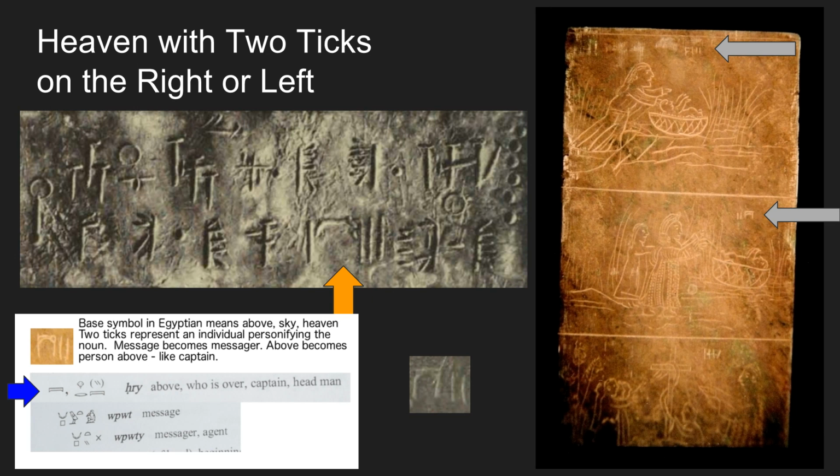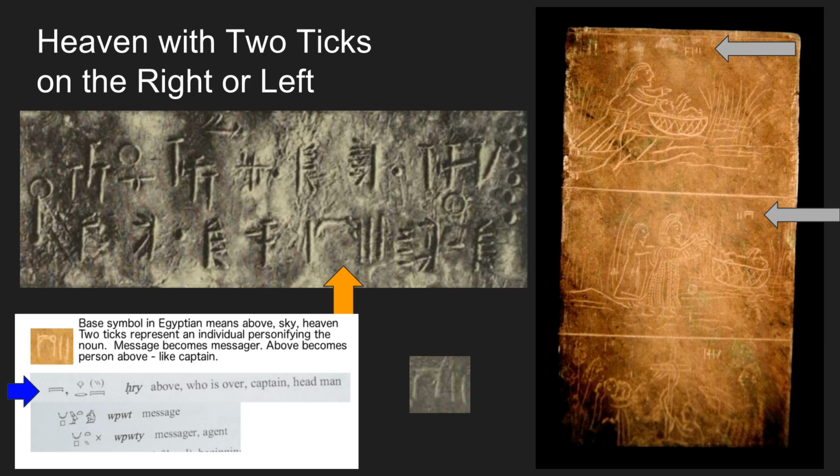Now, another common symbol used in the Michigan tablets, I'll call it heaven with two ticks on the right or two ticks on the left. You can see with the orange yellow in the middle, and this pointing to the sixth commandment in the Ten Commandment stone, that you have the symbol of heaven, which is very similar to the Egyptian symbol of heaven, as you can see next to the blue arrow. And then, as I said, two ticks on the right or two ticks on the left. In this case, with the orange arrow, it's two ticks on the right.